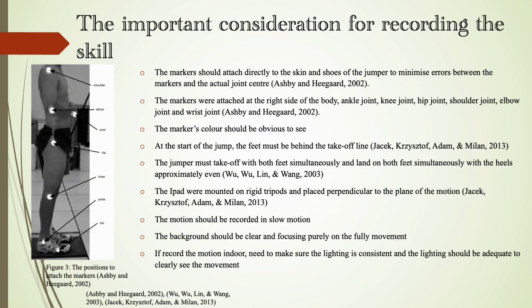To ensure accurate motion tracking, markers should be directly attached to the skin and shoes of the jumper, with distinct colors for visibility. These markers are positioned on the right side of the body at the key joints. The jumper's starting position must have both feet behind the takeoff line, and the takeoff and the landing should involve both feet at the same time, with even heel placement.